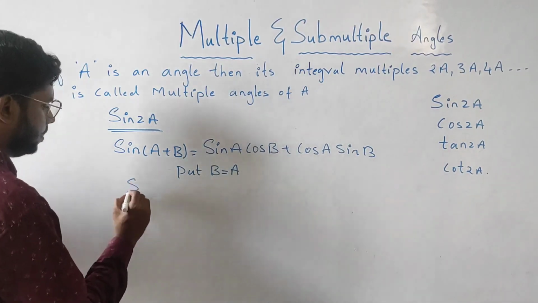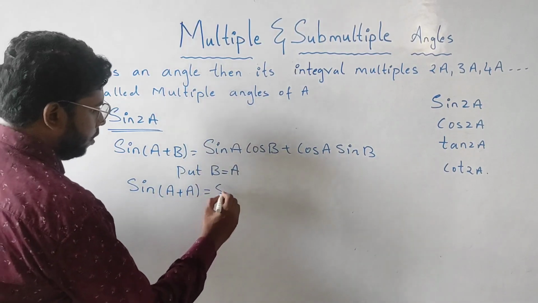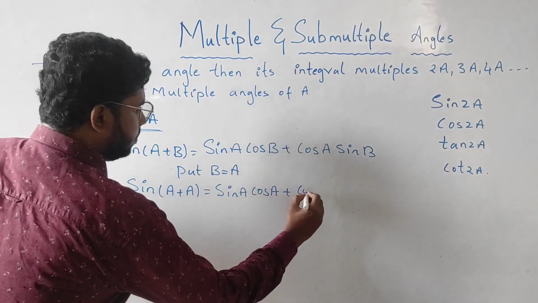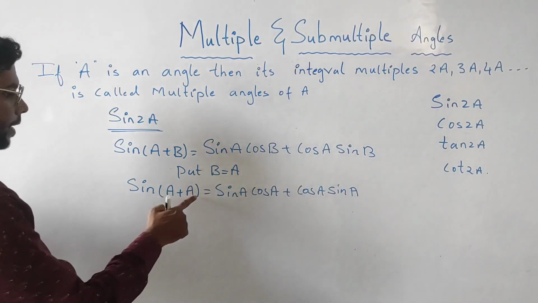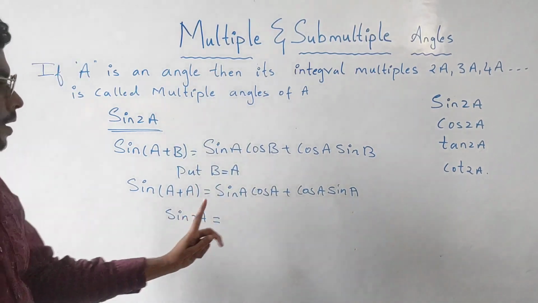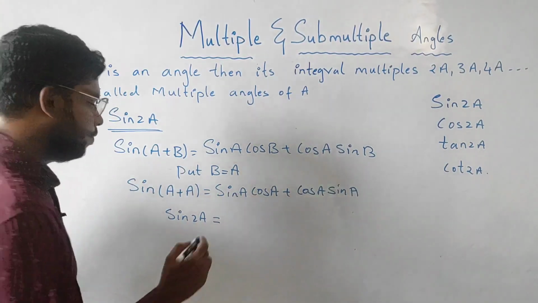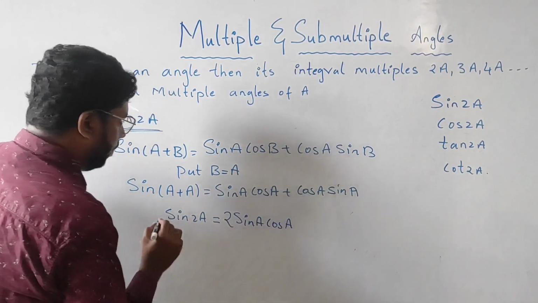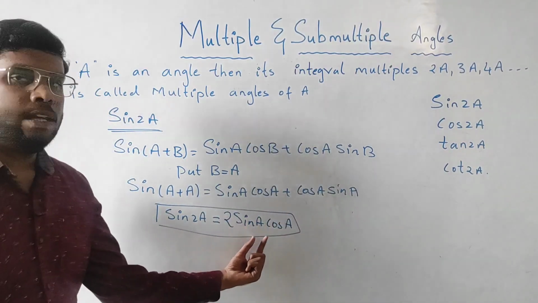So what will it become? Sine A plus, in the place of B we write A. Similarly here, sine A cos, in the place of B we write A, plus cos A sin, in the place of B again we write A. Now A plus A is nothing but sine 2A, which is equal to sine A cos A plus sine A cos A. If you add these two, we get 2 sine A cos A. So this is one formula of sine 2A: sine 2A is nothing but 2 sine A cos A.